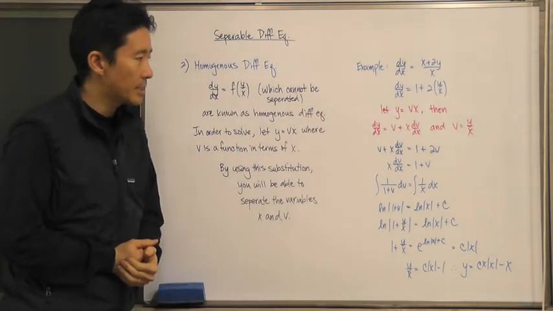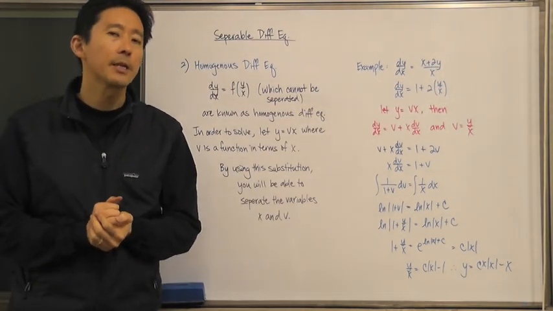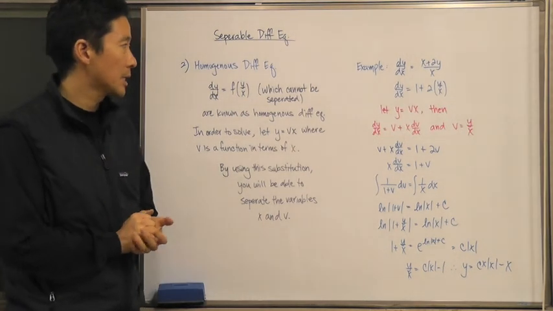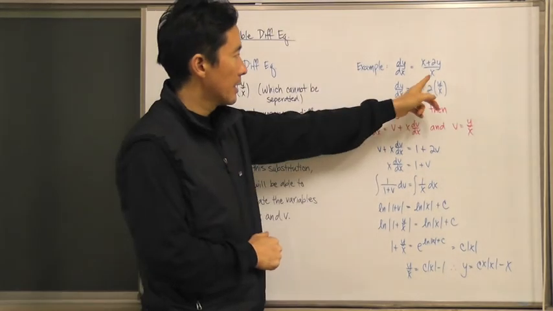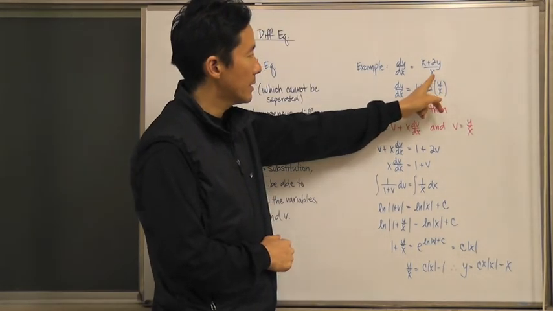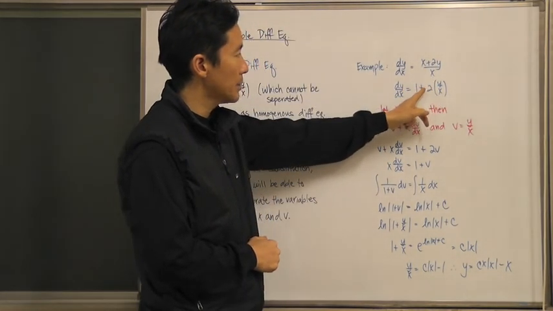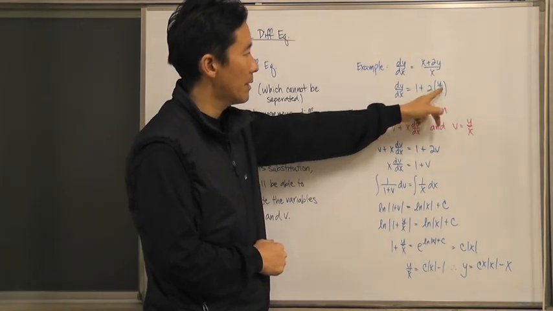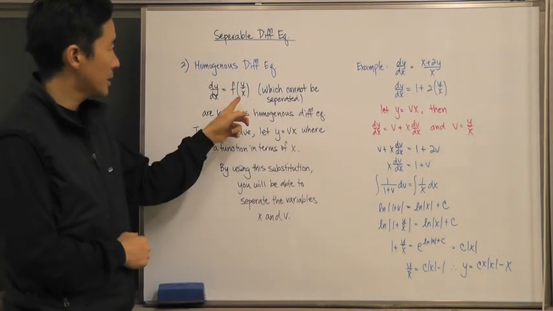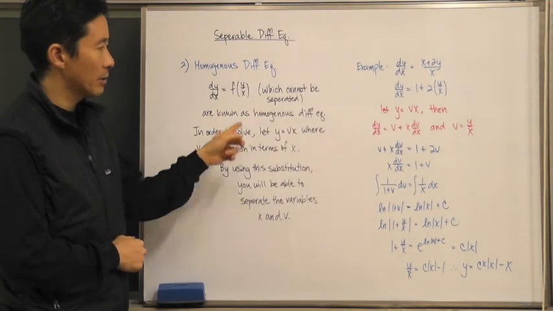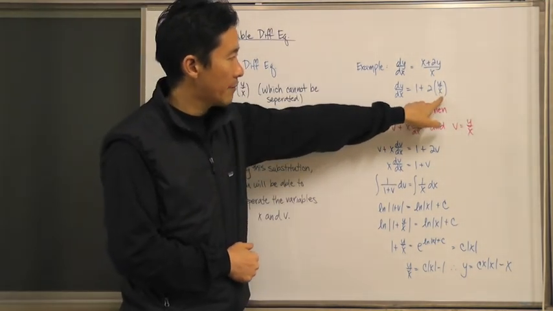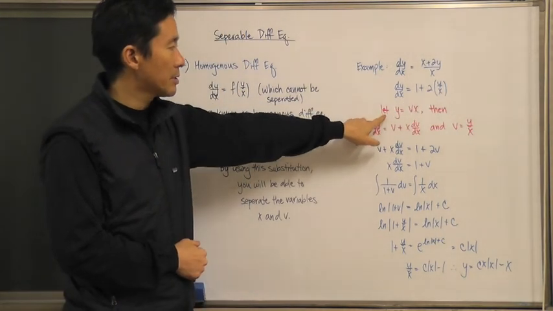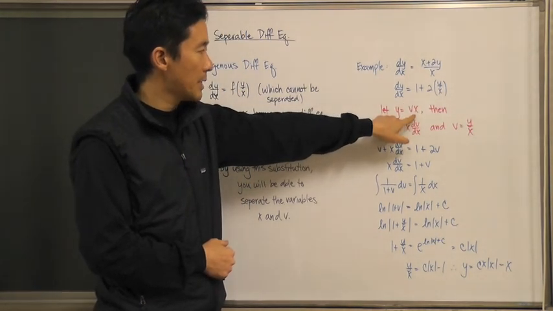Now, notice in this case, there's no way that we can actually separate the variables at this point. But what we should notice is that we can rewrite the right-hand side of the equation as 1 plus 2 times y over x. So notice there's the function y over x that we're looking for. Now, once we see that particular factor, we're going to let y be equal to v times x.